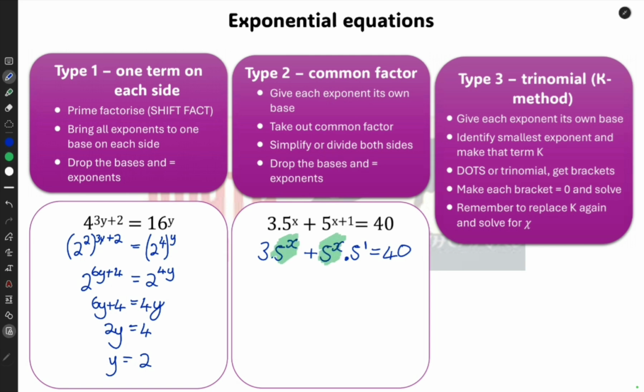Let's see how that looks. So 5 to the power x is going to be 3 plus 5 that remains, equals 40. I can see that bracket is an 8. So 5 to the power x equals 40 divided by 8. So 5 to the power x equals 5 to the power 1. And therefore, bases are the same, I can drop them, and x equals 1.